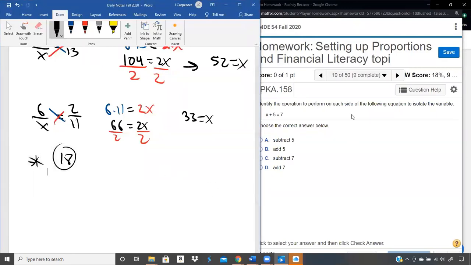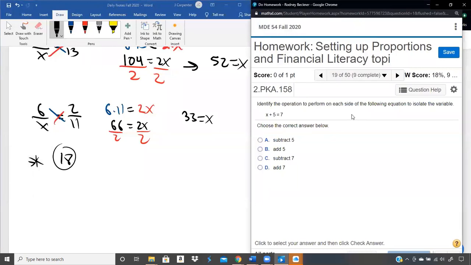All right. Identify the operation to perform on each side of the following equation to isolate the variable. X plus 5 equals 7. So this is what I was talking about a couple minutes ago. When we have the proportions, when we saw 2 times x, the opposite of multiplication is division, which is why I chose to divide 2 on both sides. Same with the previous example, just coincidental numbers.